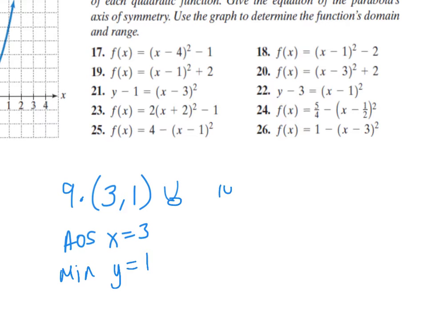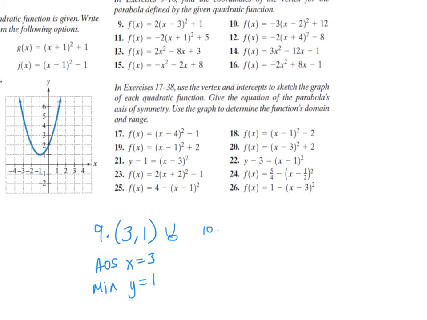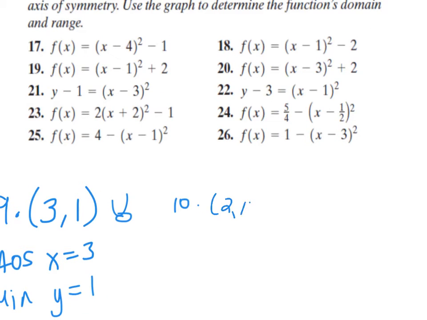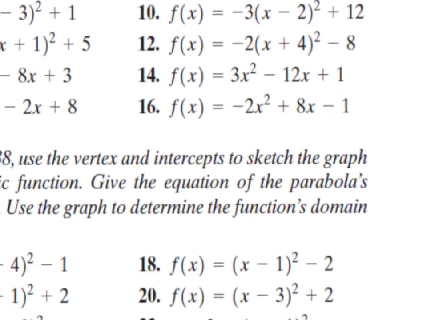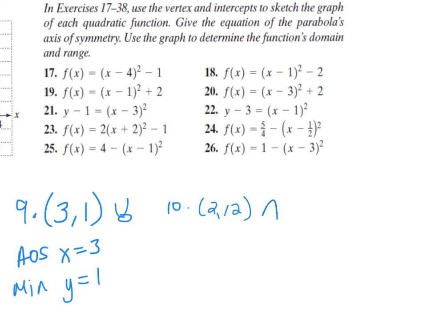So in number 10, what's my vertex? Positive 2, positive 12. Which way does this parabola open? Down. Why does it open down? Because it's negative, right? So it opens down. So think about that. My axis of symmetry, my AOS, is at x equals 2. And I have a maximum or a minimum? A maximum. There's a high point on that graph, and it's at y equals 12. You guys with me?